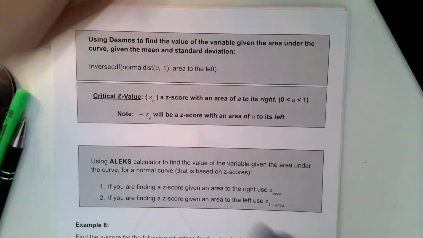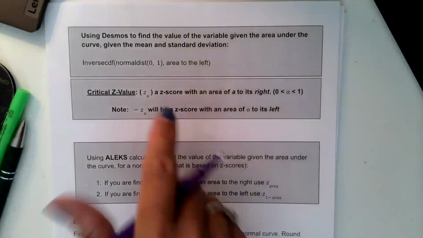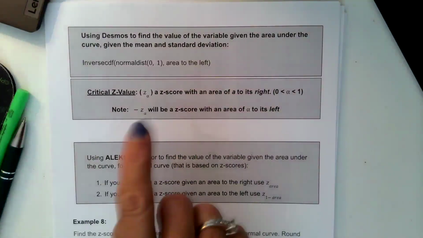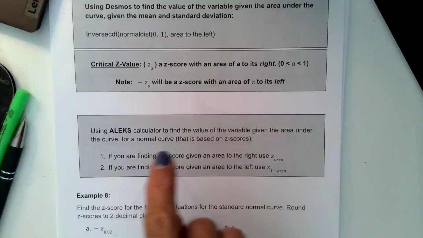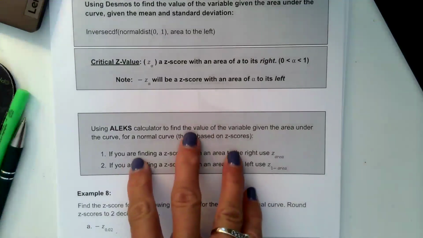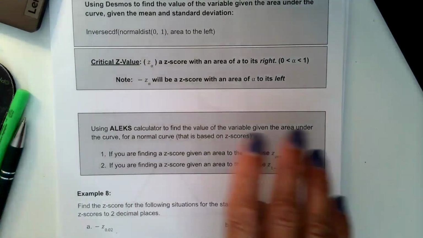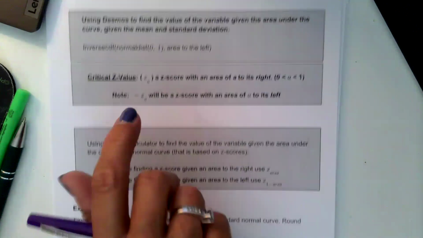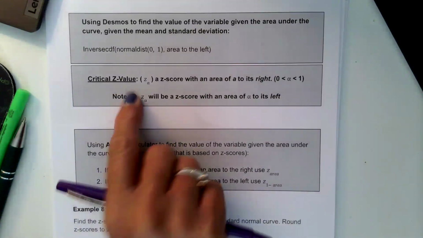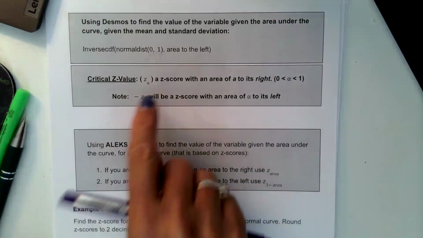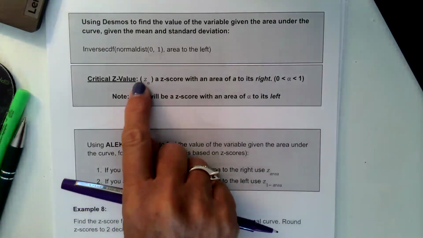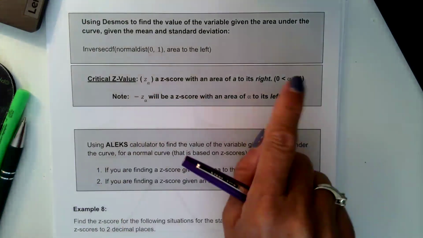So there's a way to use Desmos to find a z-score when we know an area, but we're going to learn how to use it with ALEKS because that's what's going to help us on the ALEKS calculator and also further in our calculations in other chapters. Your critical z-value is what that's called. So we're going to be looking for a critical z-value. It's a z-score with an area to the right.